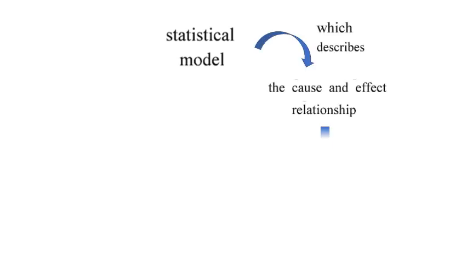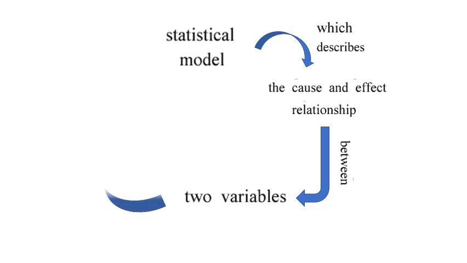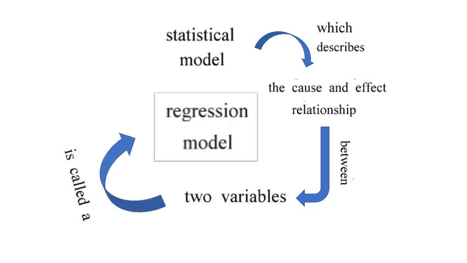Actually, the regression model is a statistical model which describes the cause and effect relationship between two variables. I mean to say that when we calculated the cause and effect relationship, that was correlation. But when the statistical model of the cause and effect relationship between the variables is depicted, then we call it the regression model.